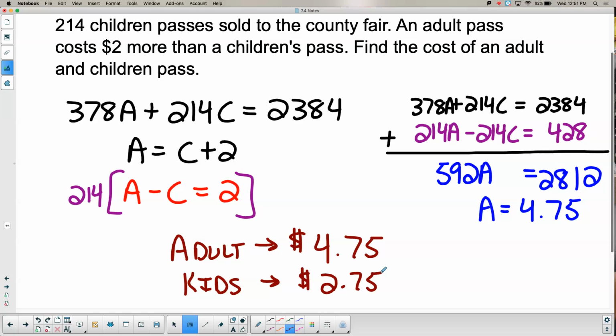So somebody, 378 times 4.75. $1,795.5? Yeah. Okay. And then 214 times 2.75. 588.5. Add those two together. That's going to give me a 0 and a 0 there. That's going to give me a 4 there. That's going to give me an 8 there. That's going to give me a 3 there, and that's going to give me a 2 there. $2,384. That's what we needed, right? Oh. Boom. Done.